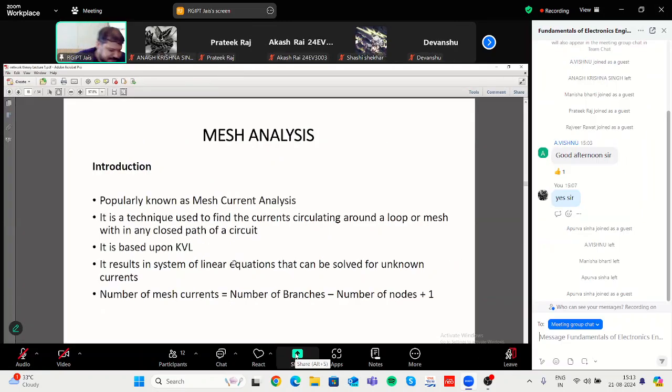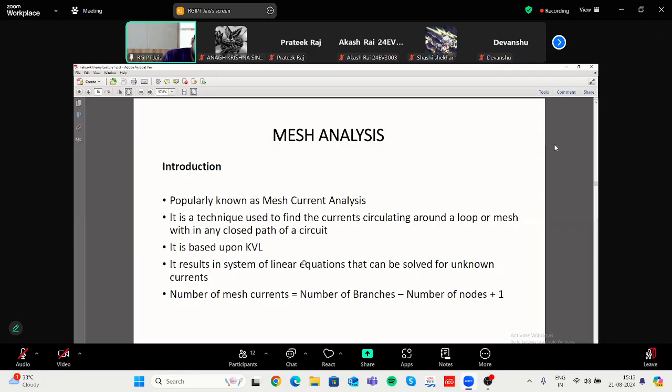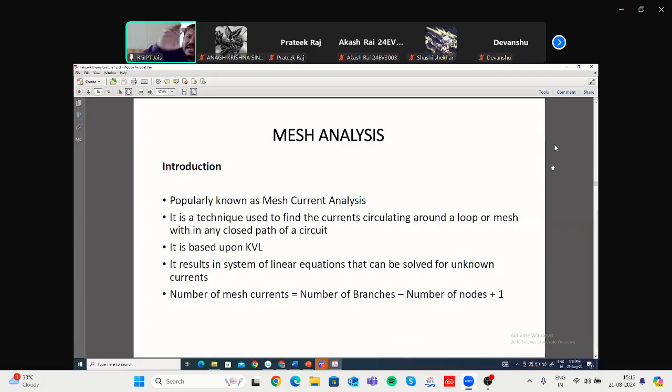So in mesh analysis, the first thing you have to do is identify how many meshes there are. For each mesh, you have to assign an unknown current, and our main aim will be to find out the current in that particular mesh. So how many meshes are there? For that, you have to see how many branches there are. You have to correctly identify the number of branches and the number of nodes. Then subtract the number of nodes from the number of branches and add one. So this many unique meshes will be there.